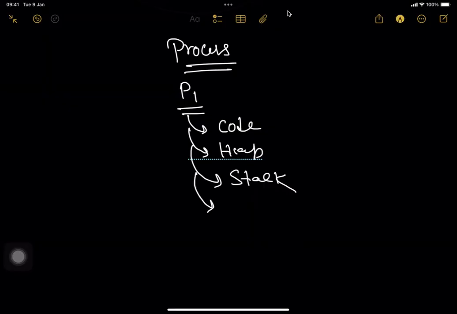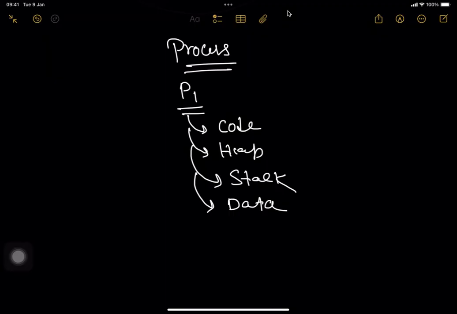Now, a process definitely has data, right? Global or static variables, right? So process holds these four things. Okay, a general understanding of processes: it has code, instructions to execute; heap memory where dynamic memory allocation happens; stack where we make function calls; and data that is global or static in nature.